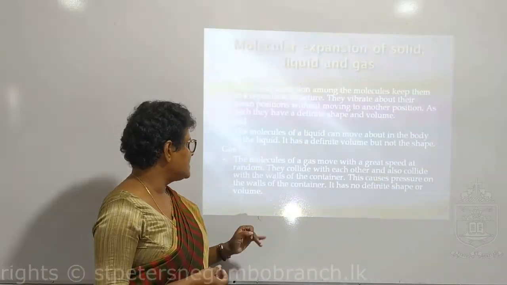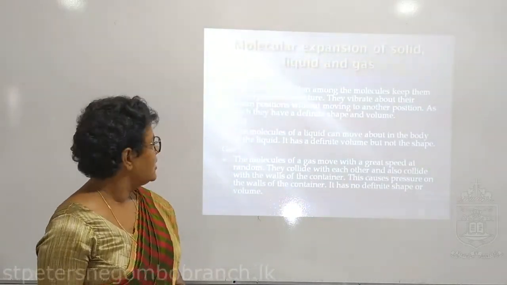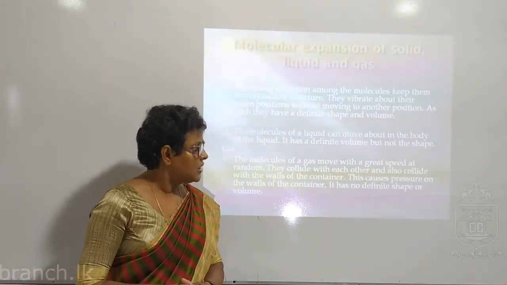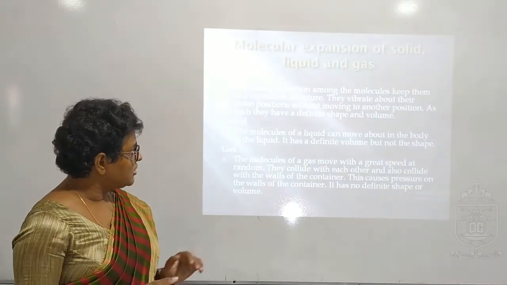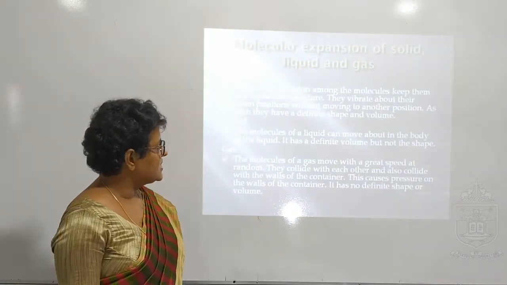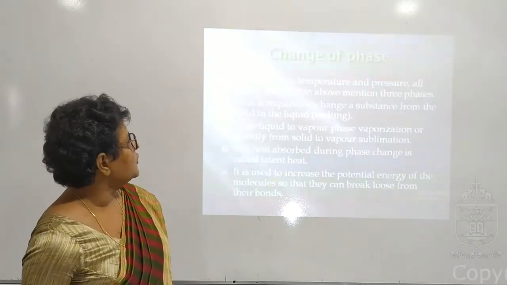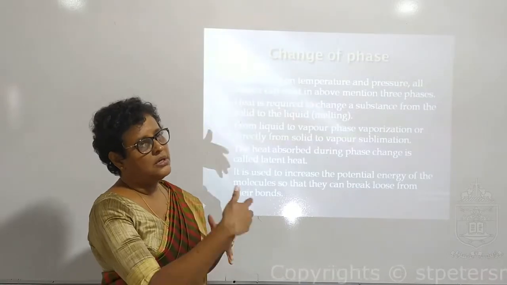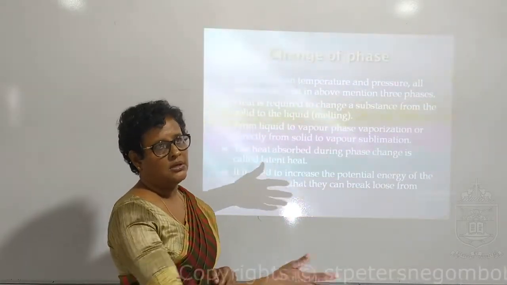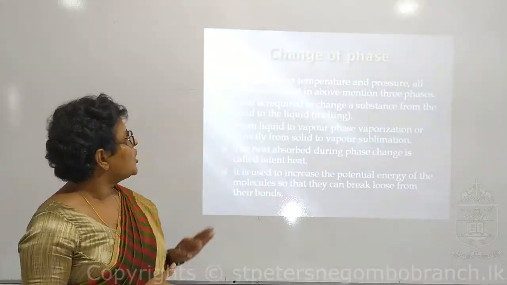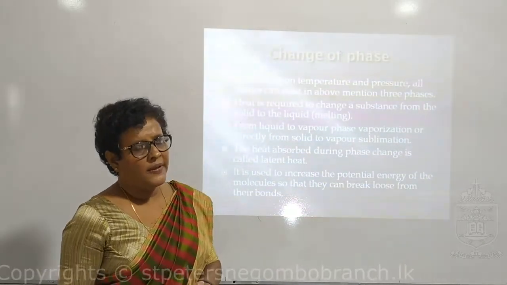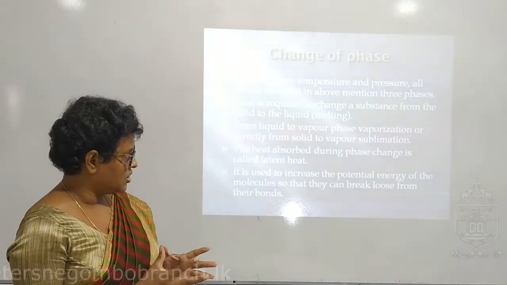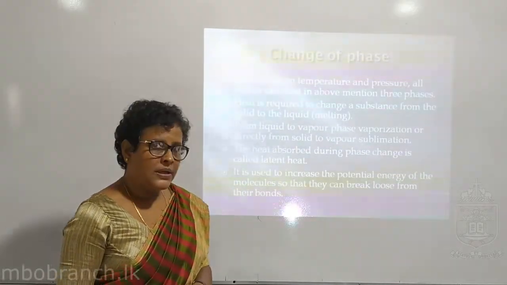In the case of gas, the molecules of gas move with great speed at random. They collide with each other and collide with the walls of the container. This causes pressure on the walls of the container. It has no definite shape or volume. Change of phase. Now solids turn into liquids. Liquids turn into gases. This is what we call change of phase. When the phase change occurs, the temperature won't change but heat is absorbed. So we call it latent heat, right?